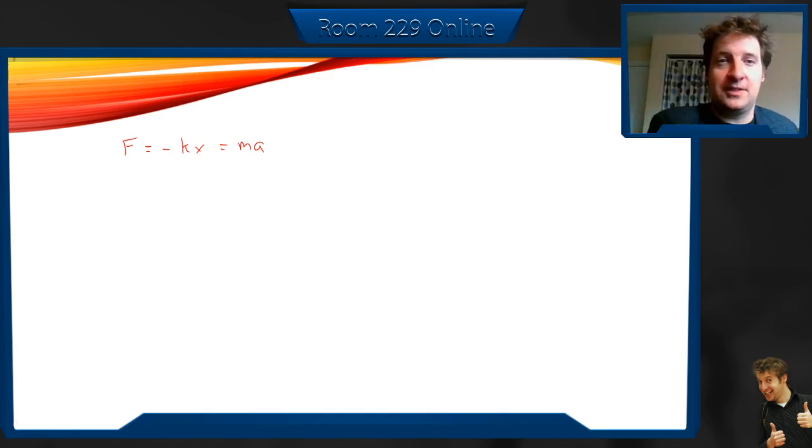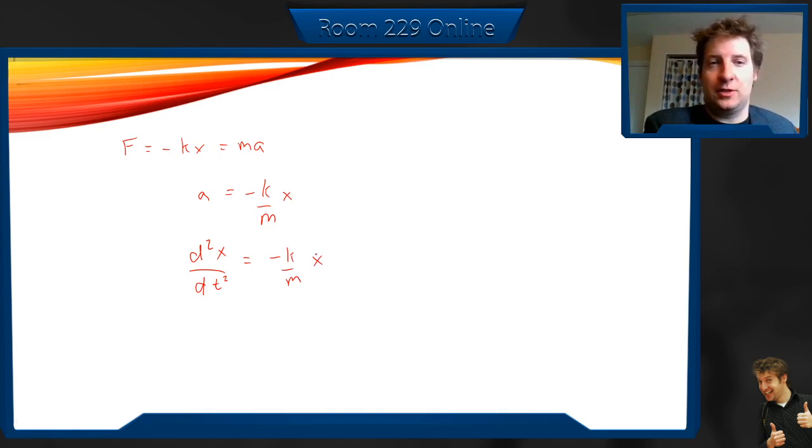All right. Now let's just rearrange here. That acceleration is equal to minus k over m x. So the acceleration is proportional to the position, but I know that acceleration is the second derivative of the position. So the second derivative of x, let's call this x of t. So now I have this thing. This is called the differential equation.